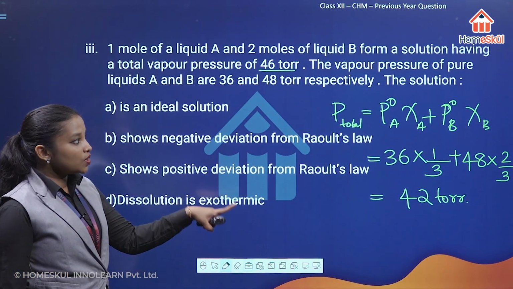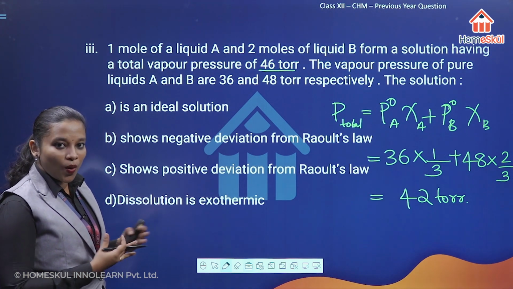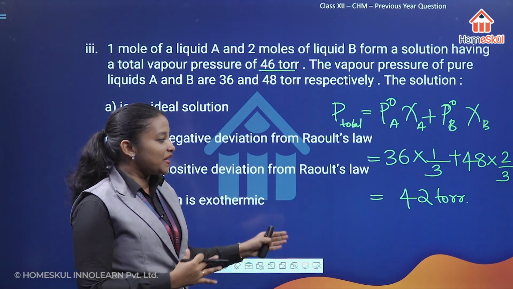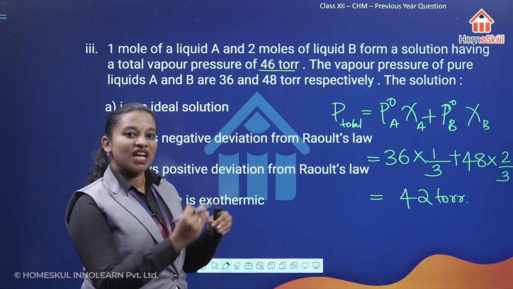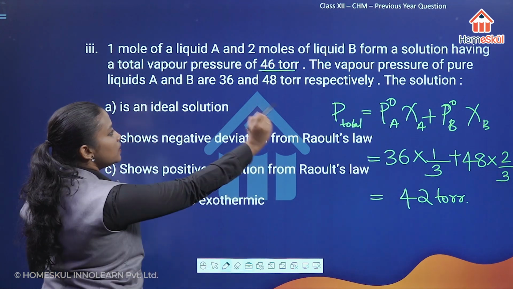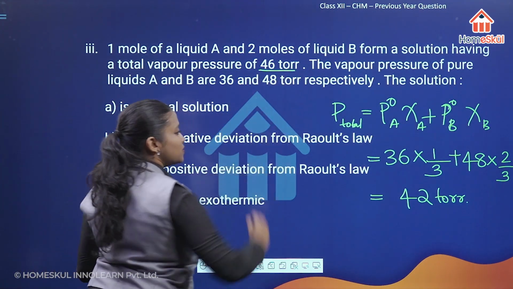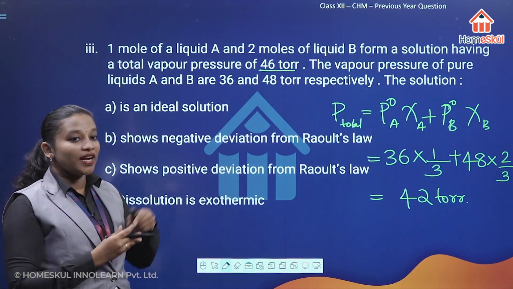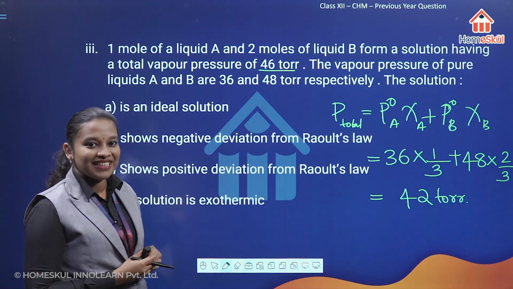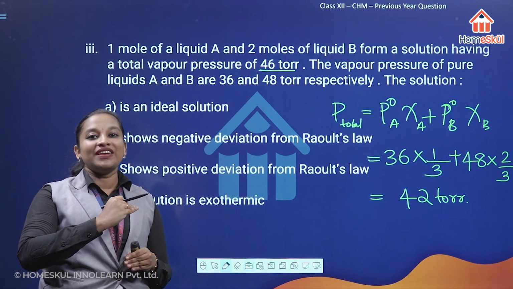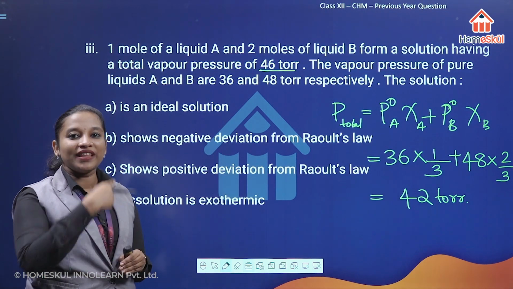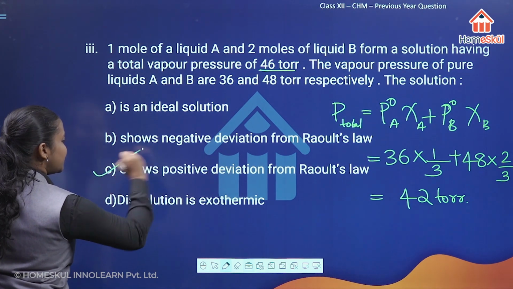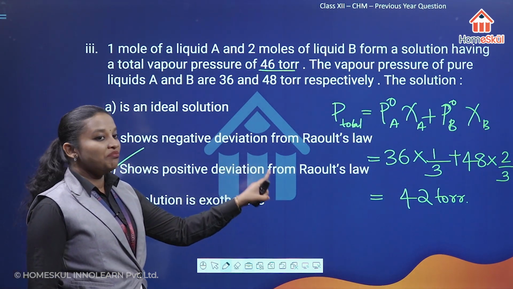So according to the law, the total vapor pressure of the solution must be 42 torr. But the resulting solution has a total vapor pressure of 46 torr. That means it is higher than the expected value, that is 42. What does that mean? Yes, it shows positive deviation. So the correct option is the one that shows positive deviation from Raoult's law.